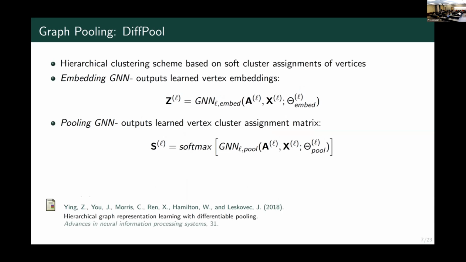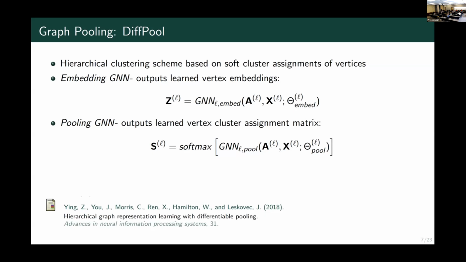The embedding GNN gives us a way to learn vertex embeddings. So basically it's taking the adjacency matrix, and it's taking the features on vertices and a learnable weight matrix here, and you're coming up with embeddings for each of your vertices. The pooling GNN has the same set of inputs, but the addition of a softmax function at the end, which gives us an output, which actually is the cluster assignments for each of the vertices. So each of the vertices in your graph now have a single cluster assignment.